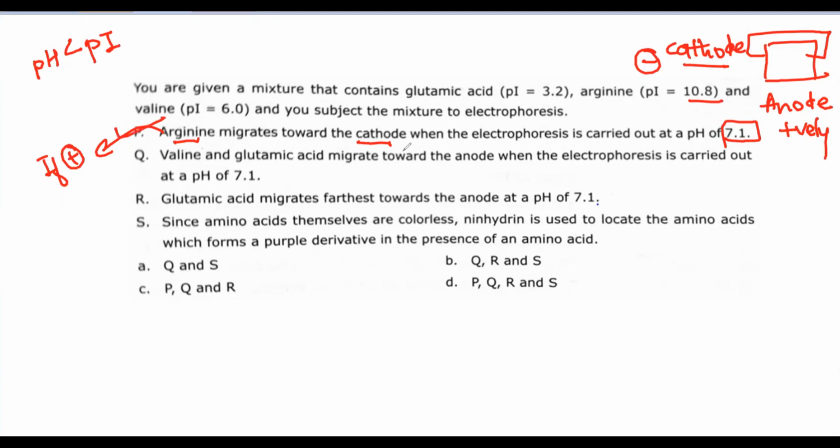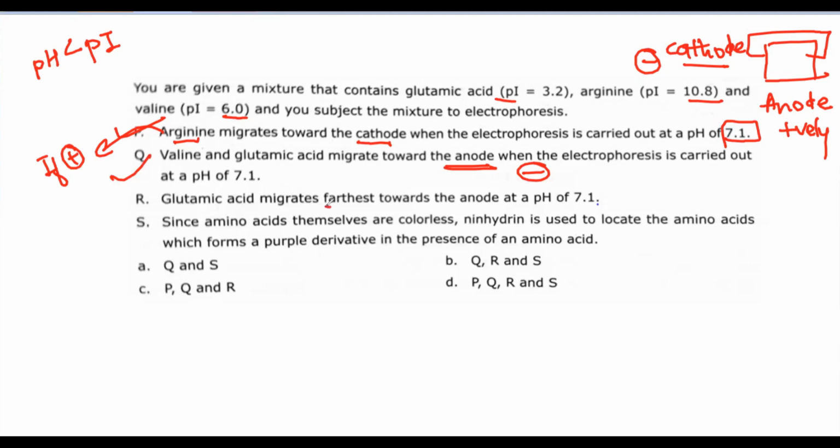Valine and glutamic acid migrate to the anode. If it is migrating to the anode, both should be negatively charged. That is, the pH should be greater than the pI. So pH 7.1, is it greater than the pI? The pI is lesser, so the pI is less than the pH. So therefore this is going to be correct. It is going to be negatively charged. So this statement is also correct.